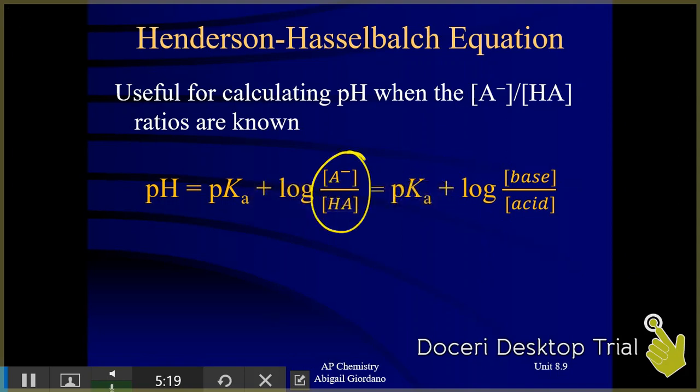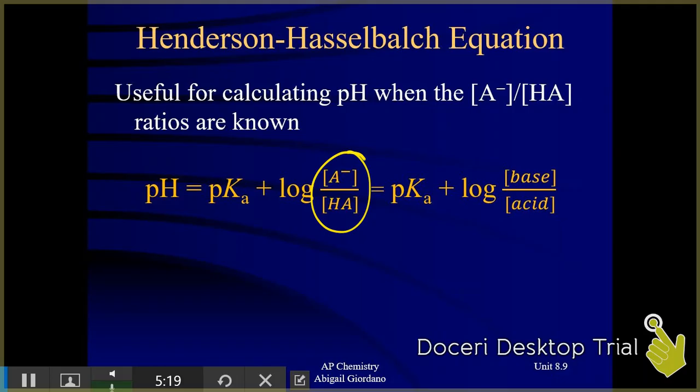Now, what's going on there? What do these things represent? Well, remember, guys, what a buffer is. And I should have said this at the beginning. The Henderson-Hasselbalch equation is only to be used if you are dealing with a buffer system. Let me say that again. That is really important, and I should have said that right off the bat. My apologies. The Henderson-Hasselbalch equation is only to be used if you are dealing with a buffer system.